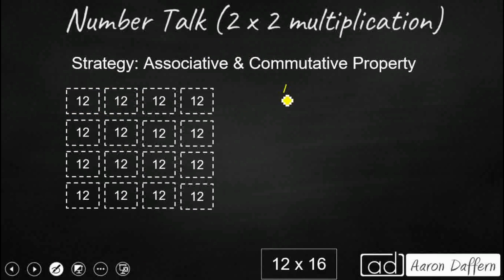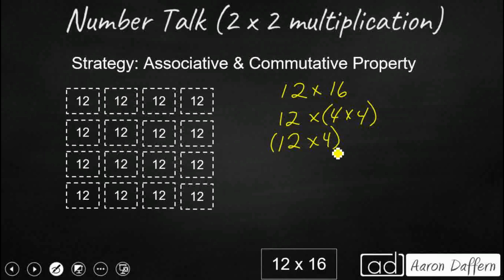We could keep our 12 together, and let's just break up our 16 into a 4 by 4. So we're going to keep 12, and we're going to take that 16 and reimagine it as 4 times 4. And then we're going to do a little bit of shifting. We're going to regroup. We're going to put the 4 and the 12 together. Now, I do have the commutative property here because I want to reorder this. Right now, it looks like I've got 12 groups of 4. I'd rather not have 12 groups of 4. I'd rather have 4 groups of 12.